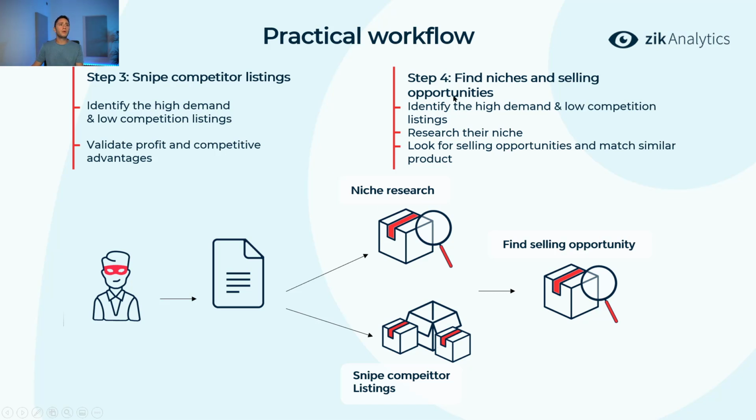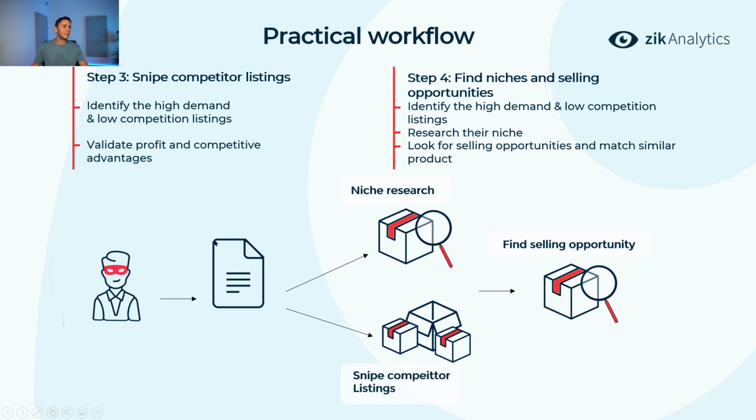And step number 4 is when you go for niche research. So you find niches and selling opportunities. So it's starting the same as step 3. You identify the high demand, low competition listings. Okay, you identify this product. Once you see the product, you look for the keywords that define the niche and you research the niche on the product research tool. Okay, and when you get the results on the product research tool, you look for selling opportunities and match similar products. We're going to do this all in the live demonstration.